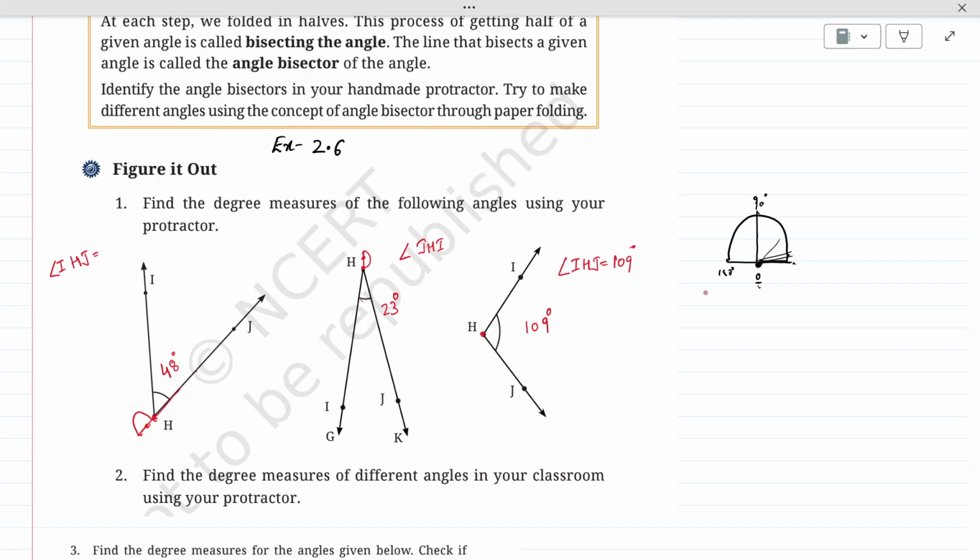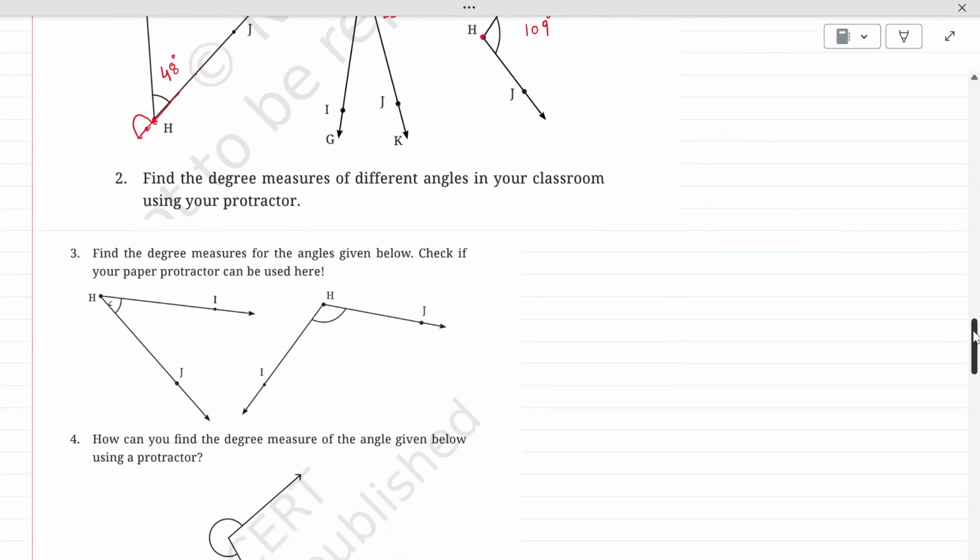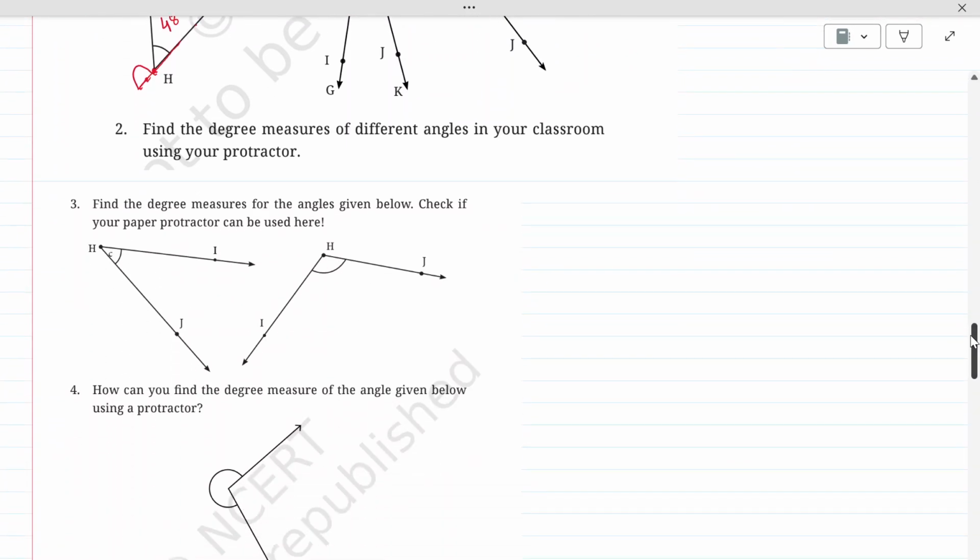So I hope this is clear. Just put the center of the protractor on the vertex, one arm of the protractor with one arm of the angle, and we can easily get the other arm's degree. We can easily get the spacing between the arms of the angle. Now, find the degree measures of different angles in your classroom using a protractor. This is the activity which you will do in your class. Next is question number 3: find the degrees for the given angles. Check if your protractor can be used.